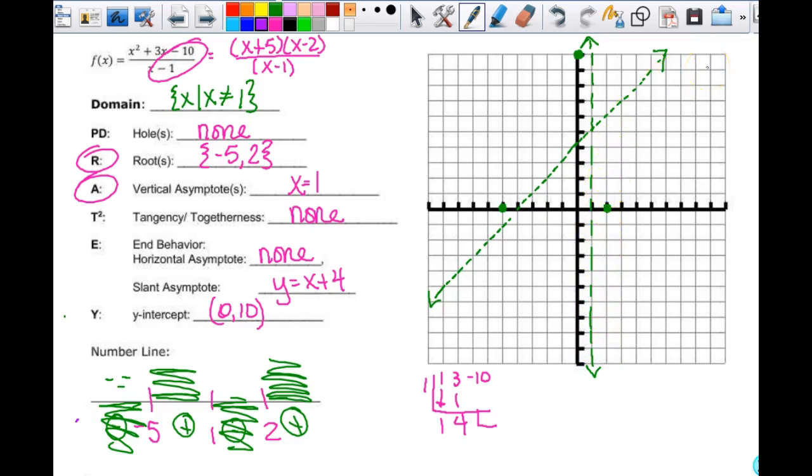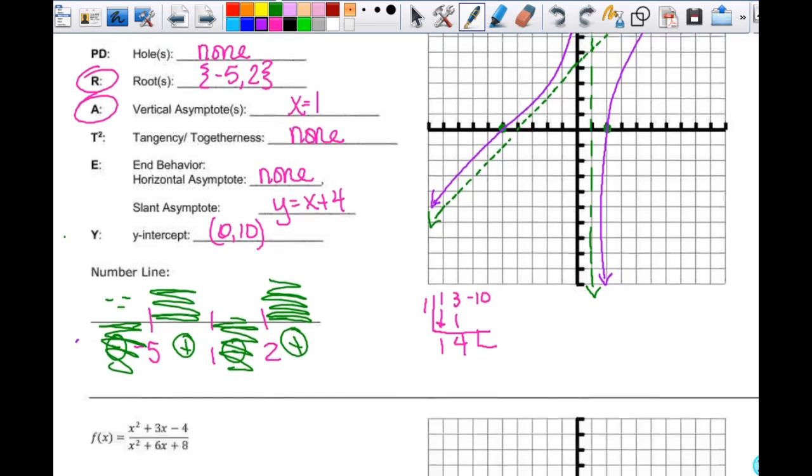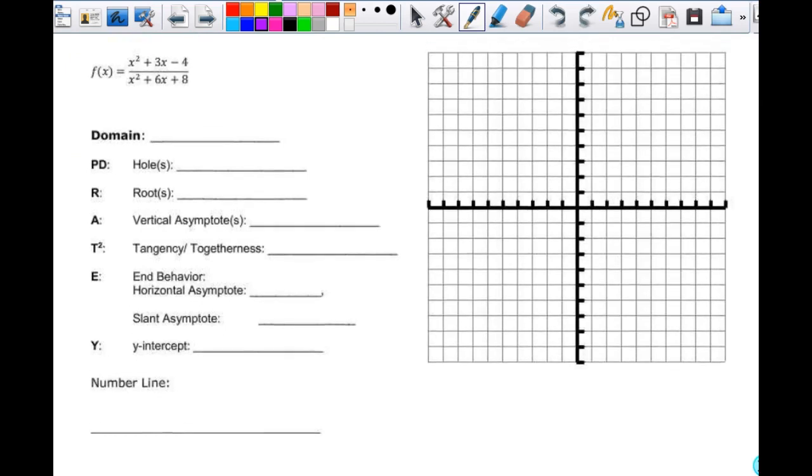So I feel like I have enough points here that I can just go ahead and draw this in, and I don't have to find any more. It looks something like that, and then something like this. And there you go. All right, the second one.